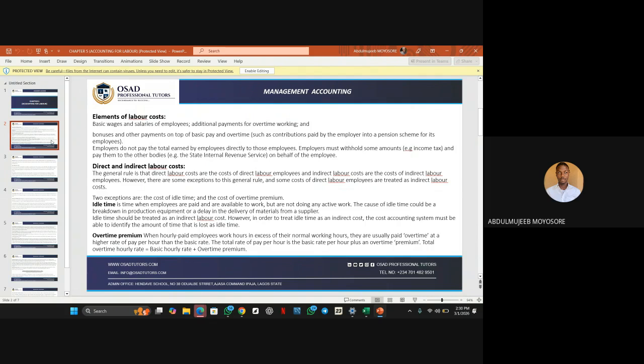Now idle time is when you are available but there is no work. It's not as if you don't want to work, but there's no work, and you will actually be paid for that period of time too. Yes, sir. But overtime premium is that time that you are not supposed to work, but there's work. That's why you must actually work at that point in time.